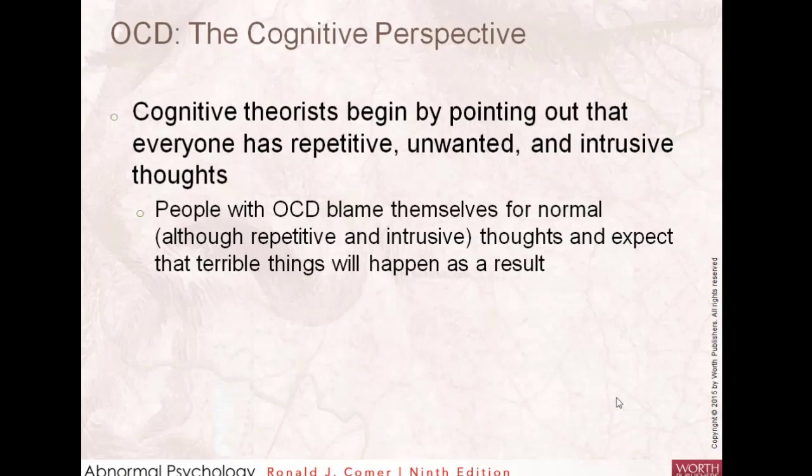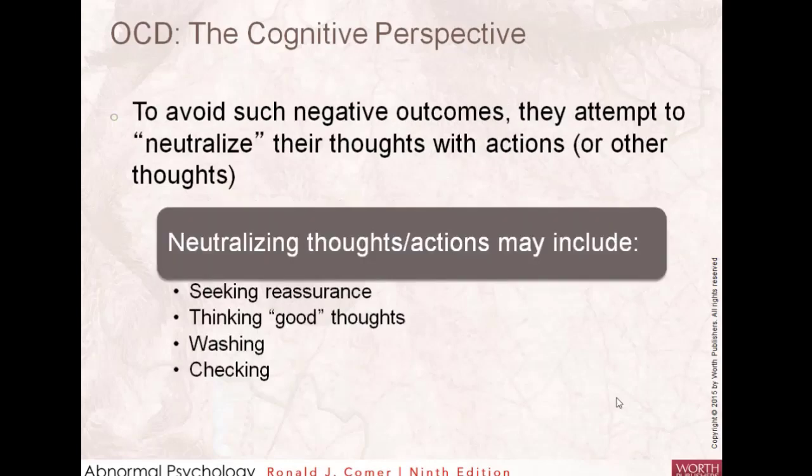So the cognitive theorist tries to help them realize that it's not about the fact that you have the obsession, it's about the way that you respond to the obsession. You continue to ruminate on it, and that's why it's a problem. The whole thing with OCD, with this cognitive perspective, is that you are trying to neutralize the obsession with the compulsion. And so they are very intricately related to each other.